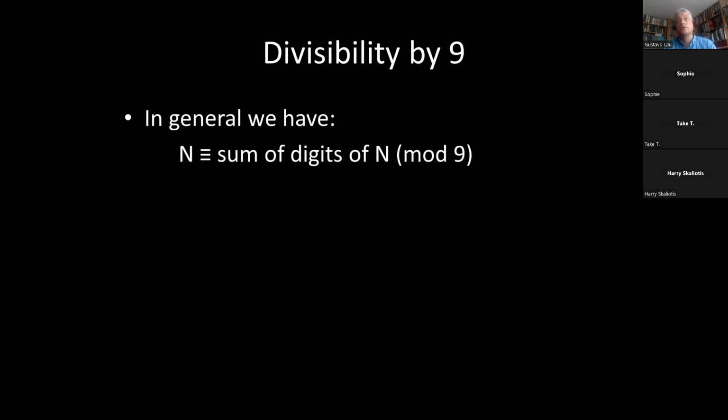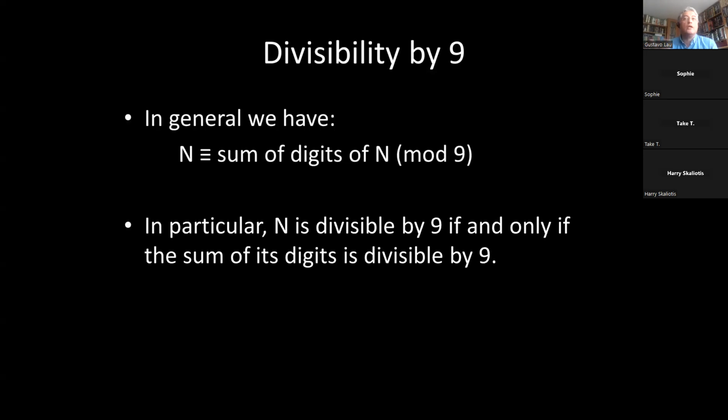Well, if we use a larger number, let's say 87, then you would say 8 plus 7 is 15, and then you could apply the same thing again. 1 plus 5 is 6. So the remainder when you divide 87 by 9 is 6. Okay? But in particular, if the sum of the digits is a multiple of 9, then n is a multiple of 9. And it's an if and only if, so it's a necessary and sufficient condition, okay?